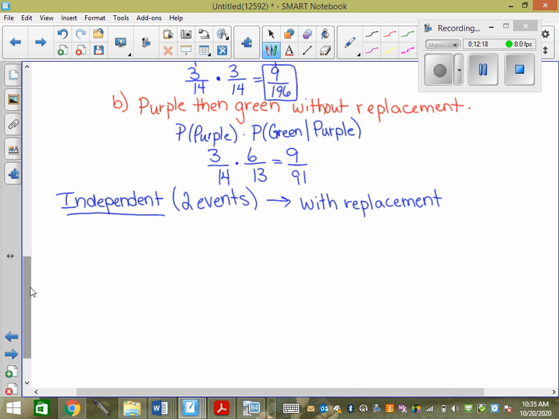What things do we do? For example, spinning a spinner. Do I ever take the piece off? No, I can't take the piece off and either replace it or not. I just spin it, and then the next time I have the same amount of pieces, right? So a spinner is always independent.